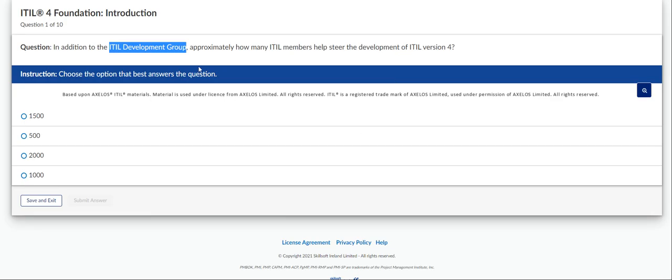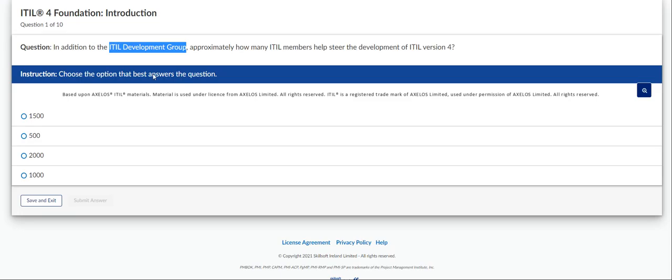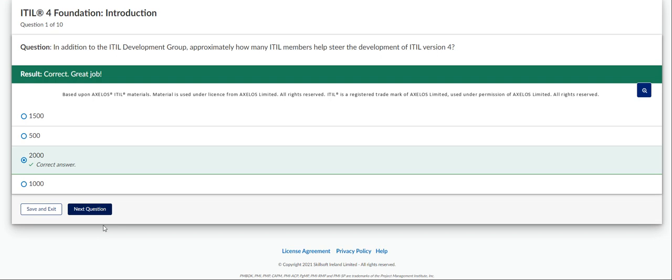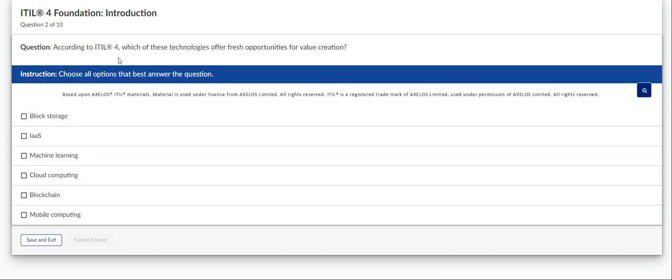In addition to ITIL development group, approximately how many ITIL members help steer the development of ITIL version 4? Which is now over 2,000 members, and it helps steer over 2,000. Let's see. Yep, we got it right. Moving on to the next question for ITIL 4 Foundation Intro.